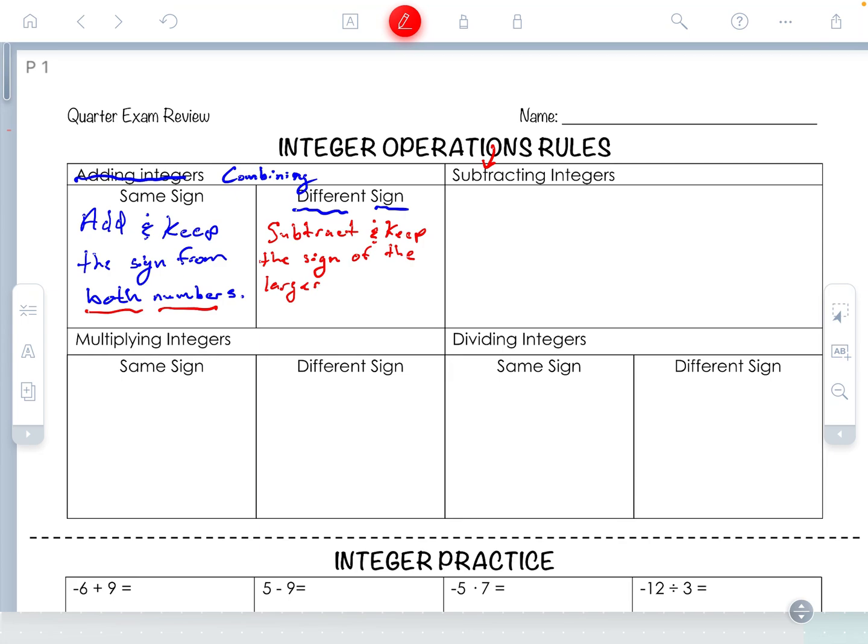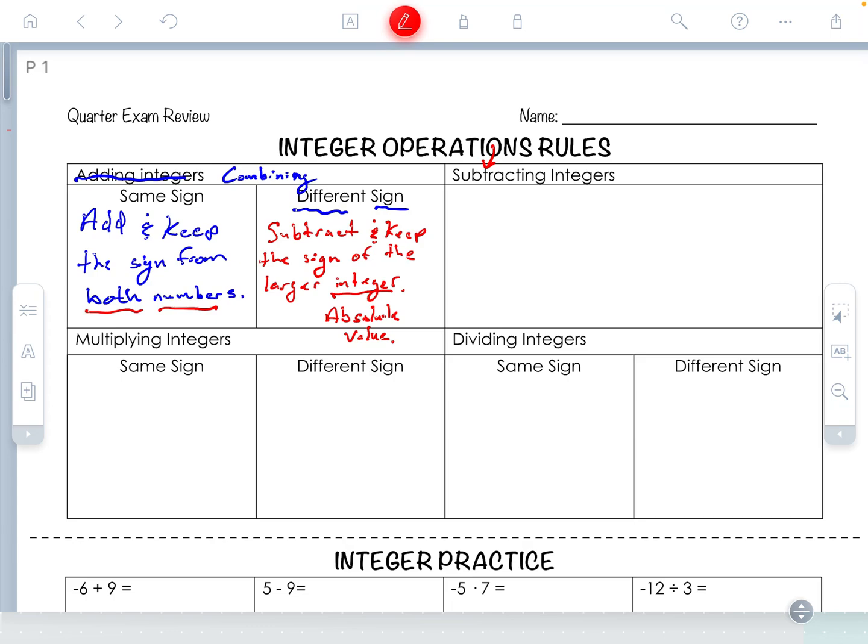larger integer. And what do I mean by larger integer? I mean if it's a negative 50 and a positive 9, negative 50 is a much bigger negative than positive 9. Basically, it's the absolute value. If you want to, write that down, absolute value. And if you don't remember, absolute value means distance away from 0. So we keep the sign of the number that is furthest away from 0.